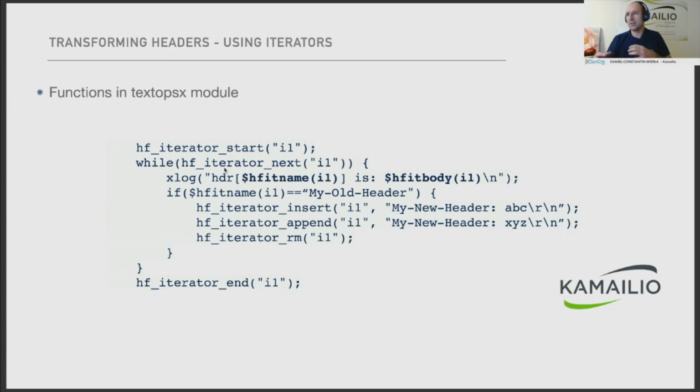So you can match it with a string or with a regular expression, and then you have functions to remove the current header in the iterator, add before or after the header a new header with this HF iterator insert or append, and then it goes through all headers. You can see the names of the headers, the values of the headers, update them as you need them, or remove them if you don't need them anymore.